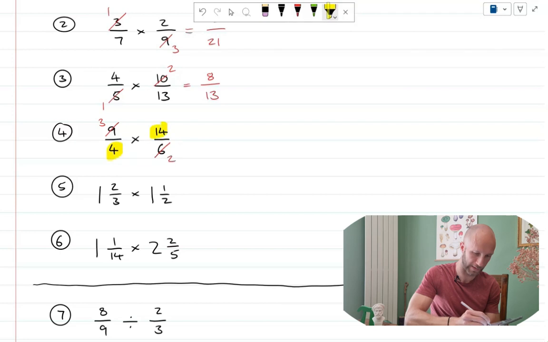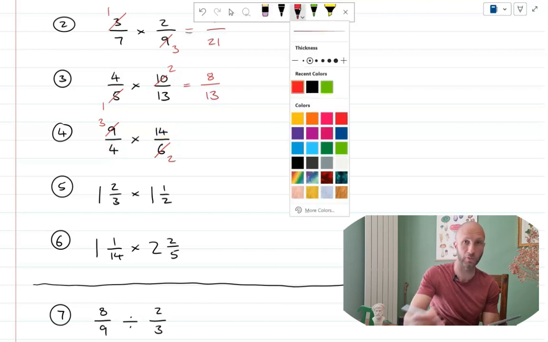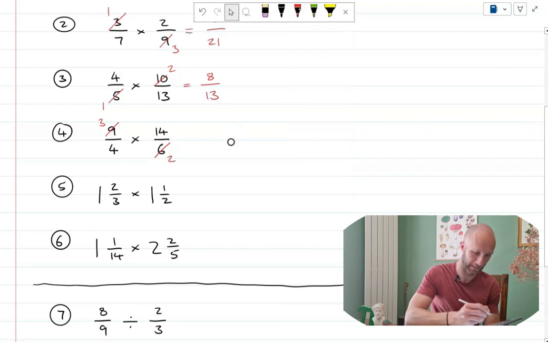And then 4 and 14, we have a common factor. It doesn't have to be the number itself. It can be any common factor. So any number that divides exactly into 4 and 14, which in this case is 2. 2 goes into 4 twice, cross it out, write the 2. It goes into 14 7 times, cross it out, write the 7.